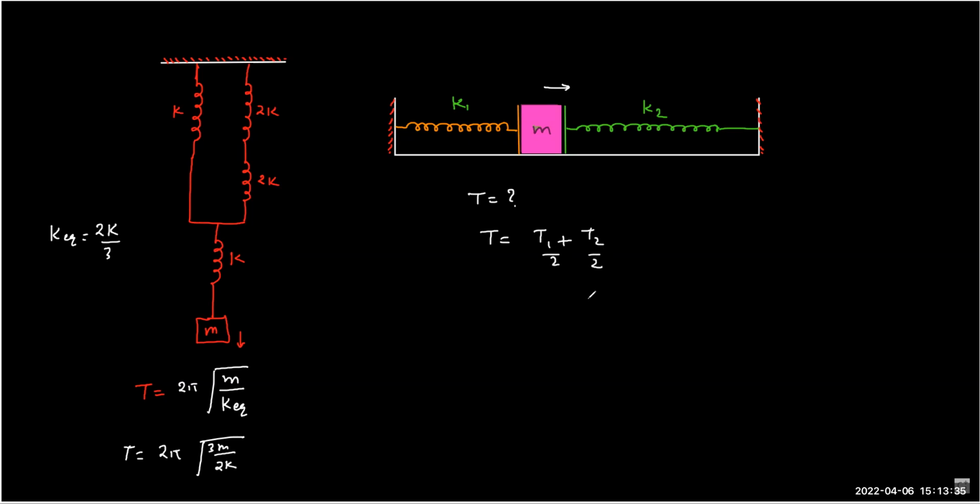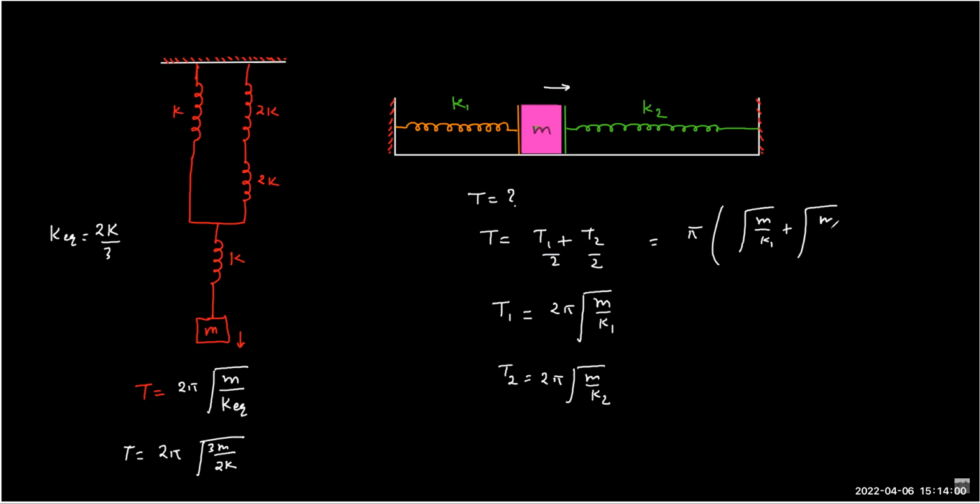You can write it like this. The time period of the first spring will be 2 pi under root m by K1, and T2 will be 2 pi under root m by K2. So the obvious answer is pi under root m by K1 plus pi under root m by K2. Yes, the 2 will cancel. Is this clear?